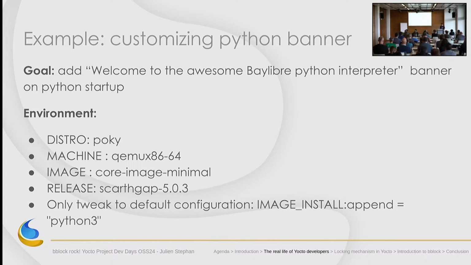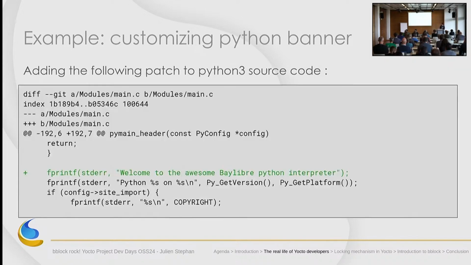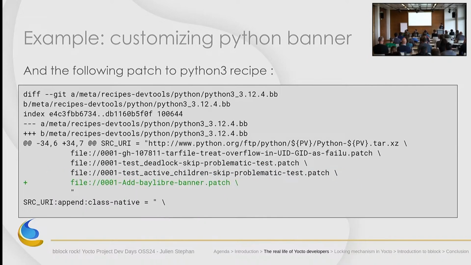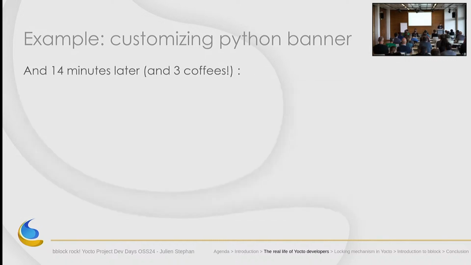And then I started my development. I added this small patch to the Python 3 source code, which is just adding a printf statement, so nothing really hard. And I added this patch to the Python 3 recipe. And that's it. So one line to the source code, and just rebuild my image. And 14 minutes later, I was able to run my QEMU interpreter to see my awesome Python banner.